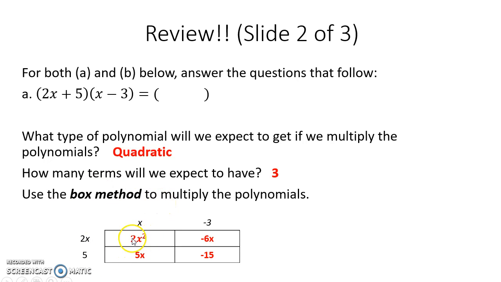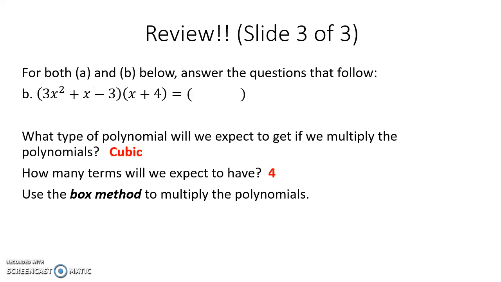Within each box, we just have to multiply 2x times x to get 2x squared, and so on. Then we can combine everything to get that 2x plus 5 times x minus 3 is equal to 2x squared minus x minus 15.